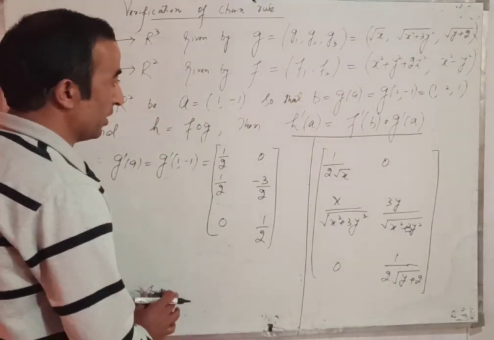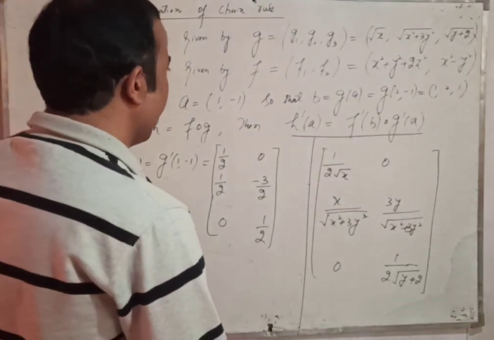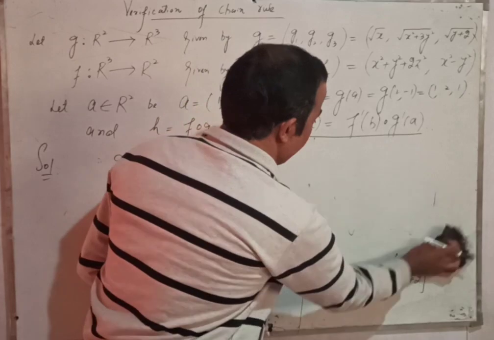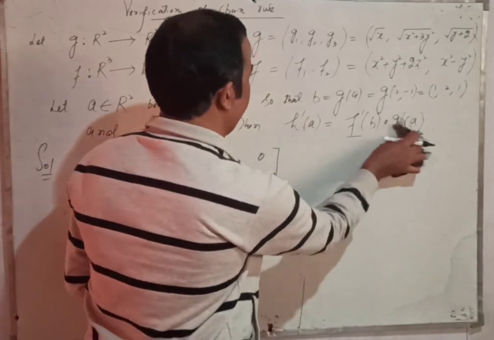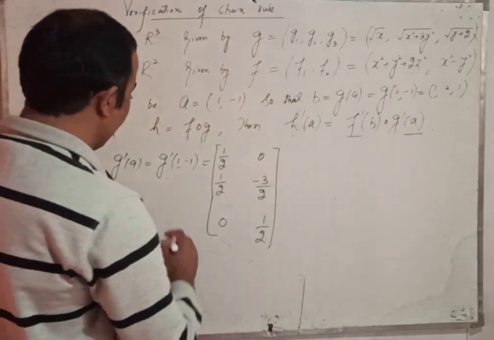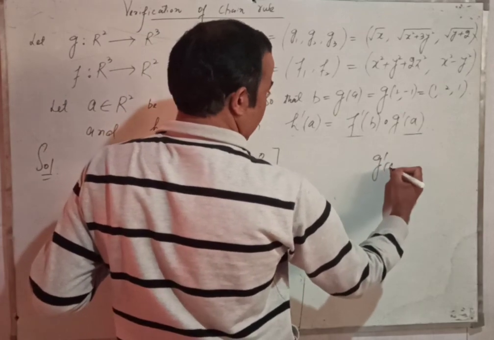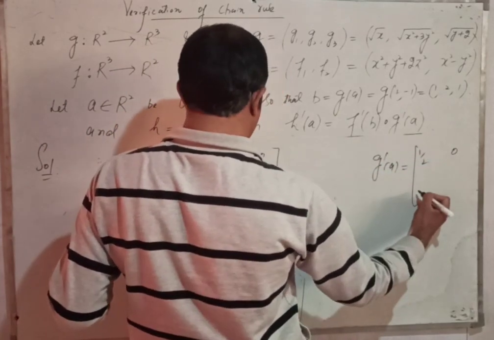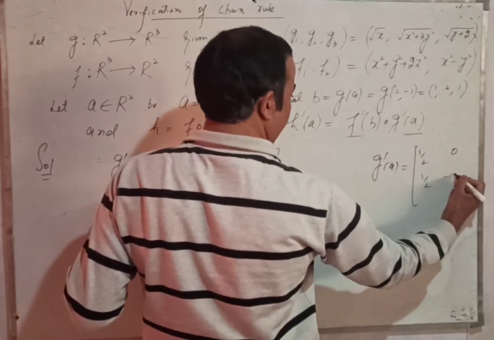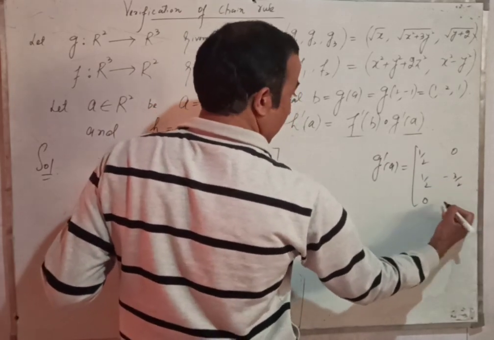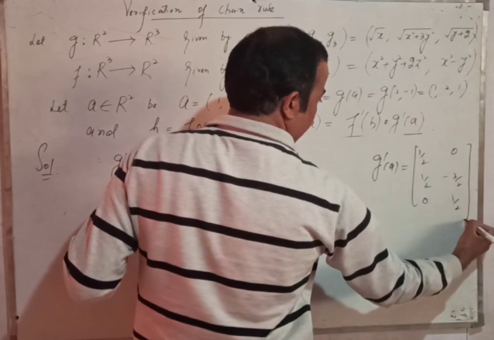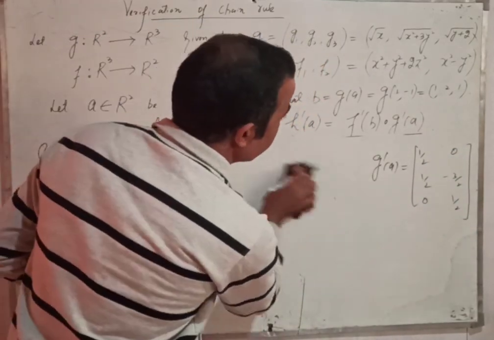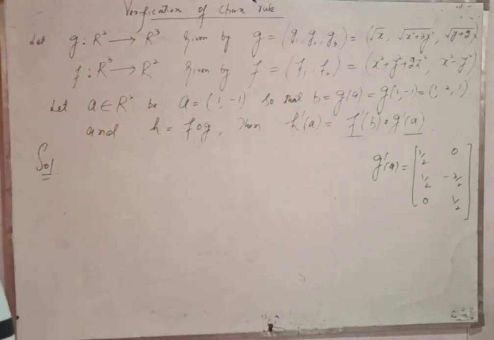So this is our g dash of a. G dash a is this quantity. Now let us find f dash. I will put this g dash here. The value of g dash is 1 by 2, 0, 1 by 2, minus 3 by 2, 0, 1 by 2. This is our g dash. Now let's find the value of f dash.